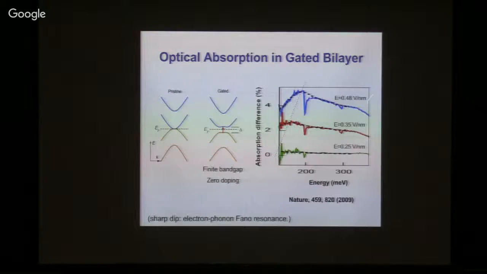And you can see when you apply larger and larger electric field, there is a broad absorption peak showing up. That actually corresponds to the band-to-band transition. So neglect this very sharp feature, which comes from a special coupling between phonon and electronic transitions. By simply measuring this broad absorption peak, we can determine how big the band gap is. So in this case, basically, we can open up a semiconductor band gap on the order of 200 meV.